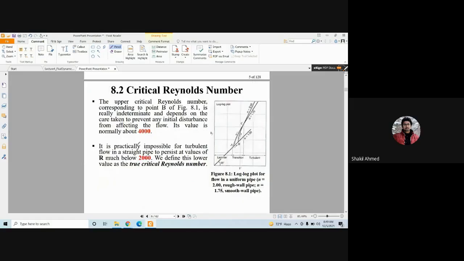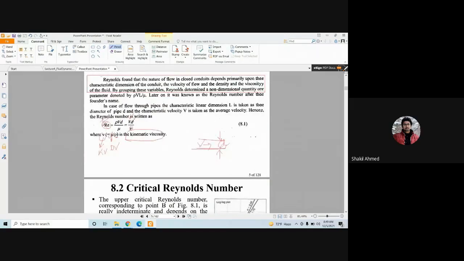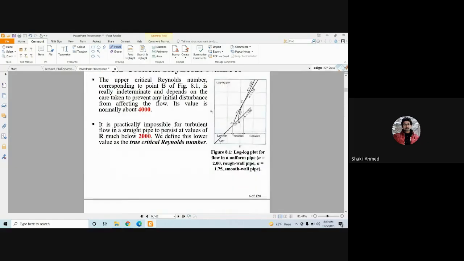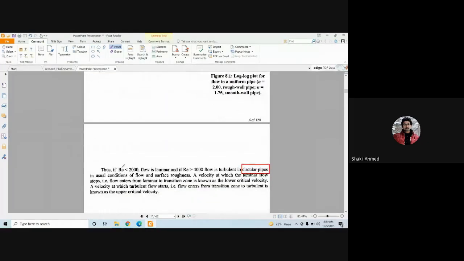By the way, this Reynolds number is a dimensionless number, it doesn't have any dimension. That means all the dimensions cancel in the numerator and denominator. Now, if the Reynolds number is less than 2000, the flow is laminar. If the Reynolds number is greater than 4000, the flow is turbulent in circular pipes. In circular pipes. Did I make it clear?